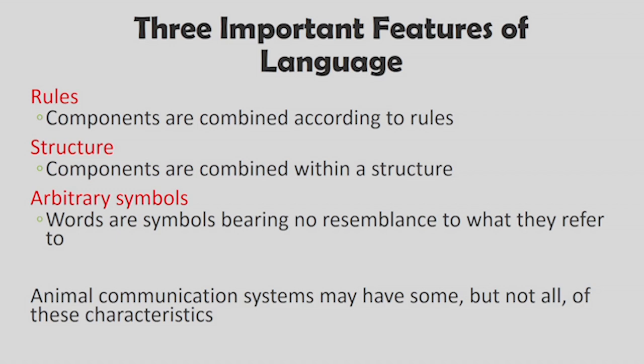First, human language follows certain rules. What are those? Components are combined according to certain rules, and these rules are called the grammar. The grammar tells you in what way various parts of a communication, whether it is spoken, written or sign language, should be combined together.